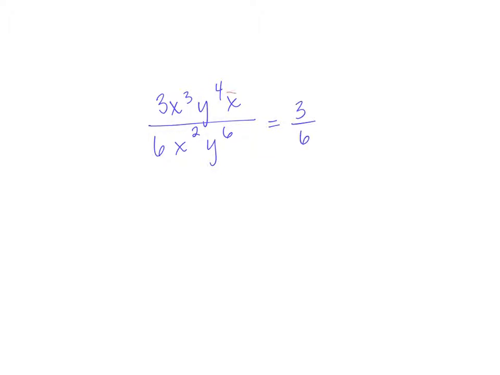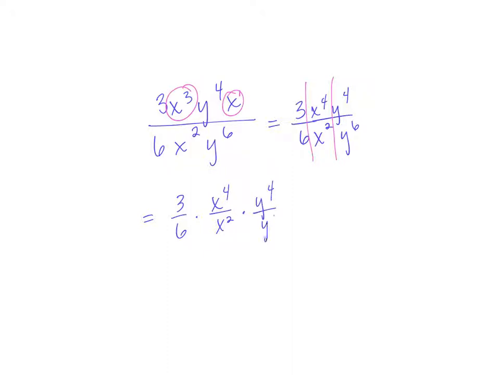But I want to deal with this x and this x. Remember that this is just x to the first. So if I use my multiplication rule, I'm going to make that x to the 4th. And then I'm going to leave the y to the 4th. And then the bottom is already simplified, x to the 2nd, y to the 6th. So then I can kind of split this up. So I've got my coefficients, my x's, and my y's. And if they weren't in that order, I could change that order a little bit. So that's going to come down to 3/6 times x to the 4th over x to the 2nd times y to the 4th over y to the 6th.